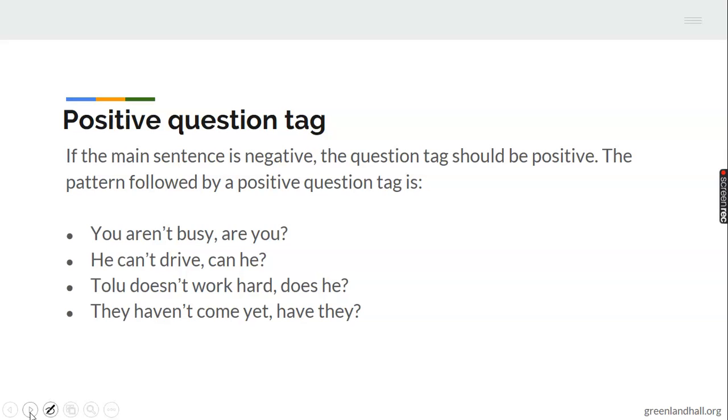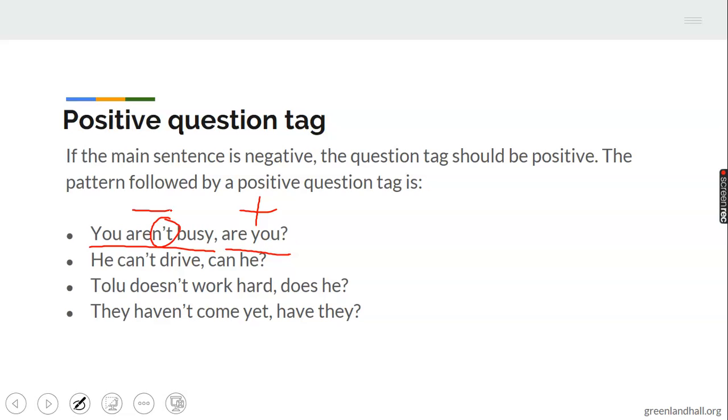If the main sentence is negative, the question tag should be positive. The pattern followed by positive question tags is this, and we can see, you aren't busy. Here, aren't. We have "not" here. So this makes it a negative statement. So our answer here should be what now? Positive. So you can say minus and plus.